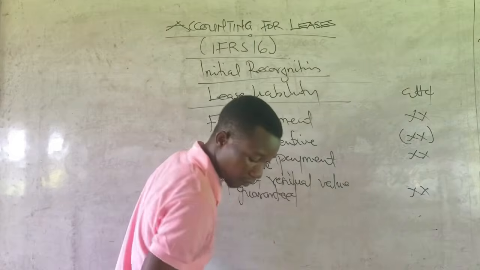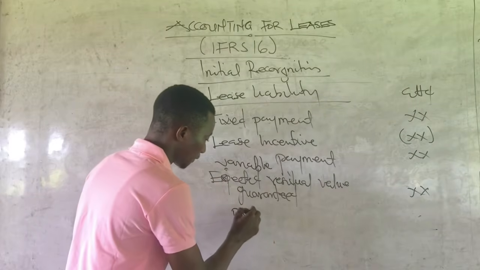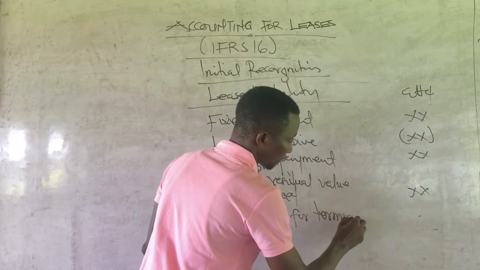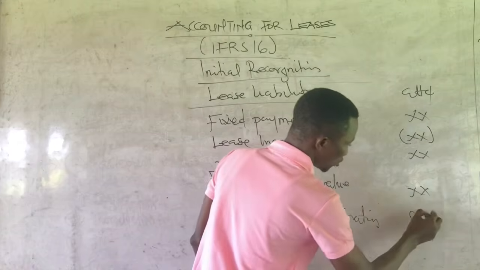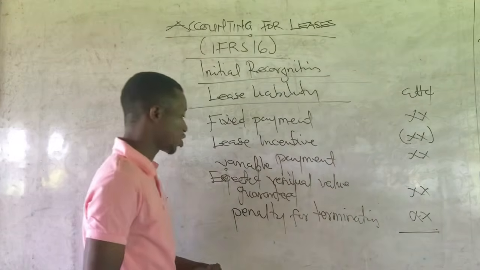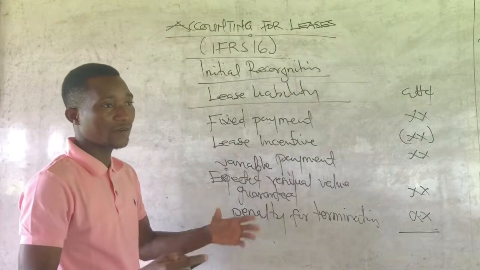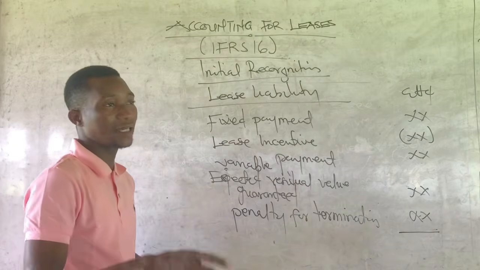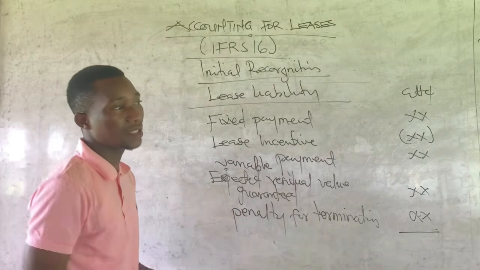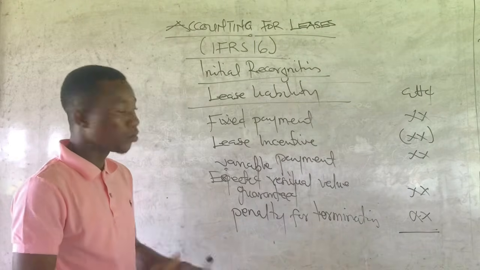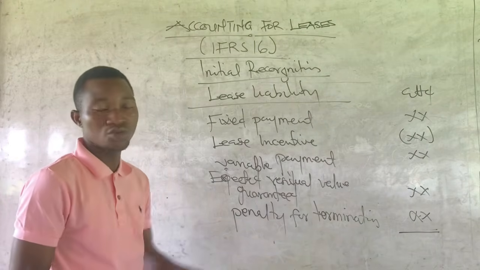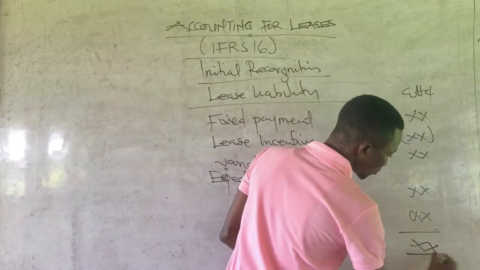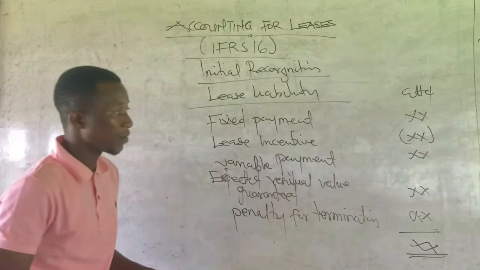Okay, and if there is any penalty for termination, it's supposed to be included. So let's say that the lessor knows that at the end of the 5 years, maybe each year is 1,000, so he's going to get about 5,000 Ghana cedis, and in the middle of the contract, the lessee terminates the contract. If that can be measured, the lessee has to pay a penalty to the lessor, and it's supposed to be included in the lease liability. So this forms the lease liability.